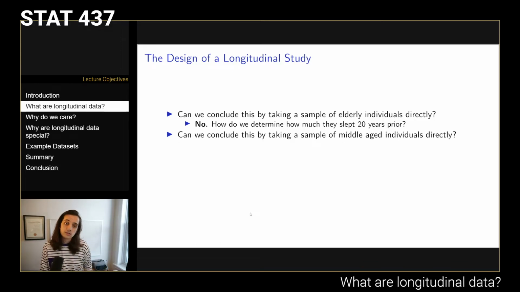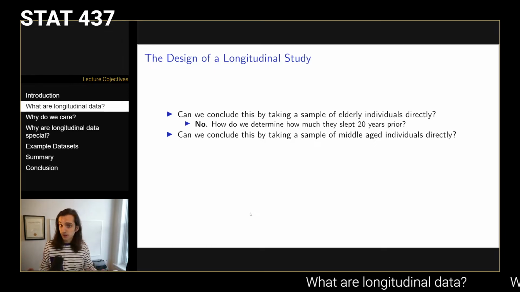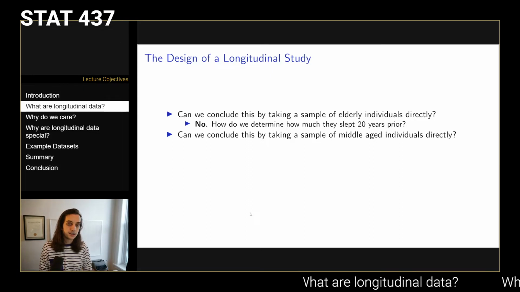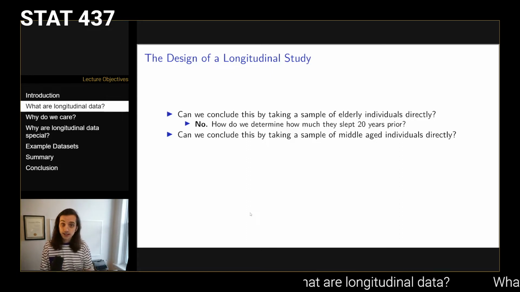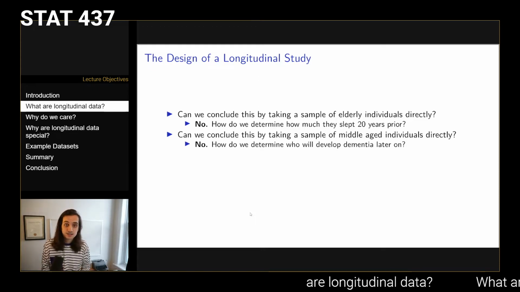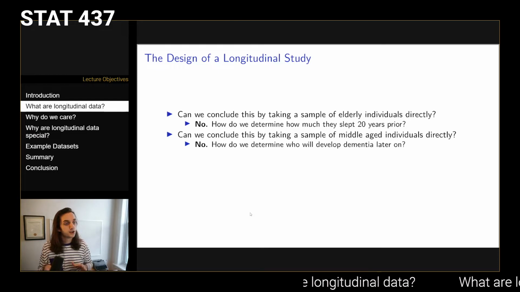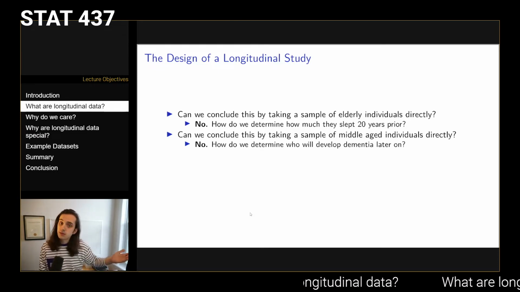Can we conclude this by taking a sample of only people who are currently in middle age? This way they'll know exactly how much they're sleeping each night, or we could record it, or we could ask them to keep a sleep journal. Again, the answer is no. The reason is, how do we know who's going to develop dementia? If all we're recording is how much they sleep during middle age, then we don't know the outcome.